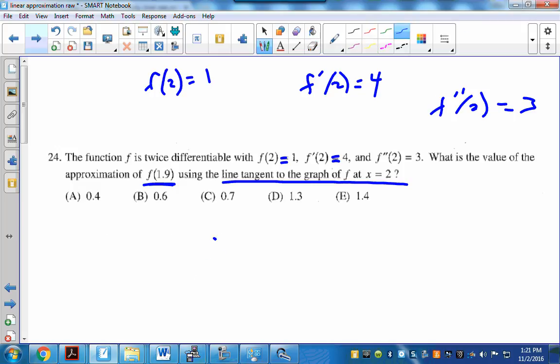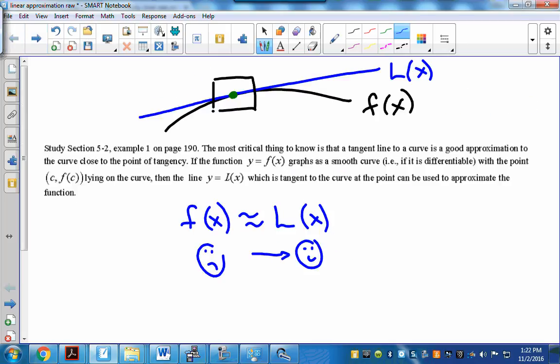So what we want to do is say this function is about the same as the line. Now, when we go into problems like this, the key on this tangent line is to know two things. You need to know the slope, which is obviously a derivative, the slope of the tangent line, and you need to know this point, which is typically written as c comma f of c. There's a nice illustration in your book, page 190 if you're looking there.